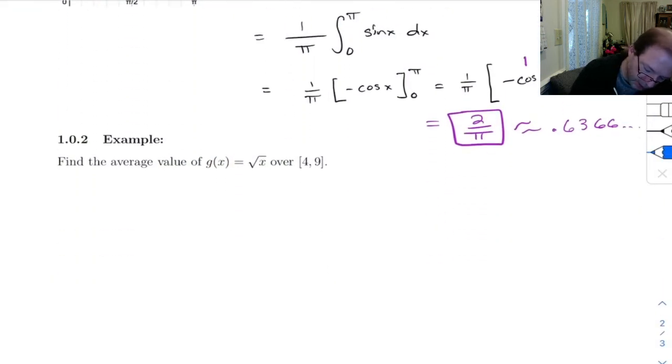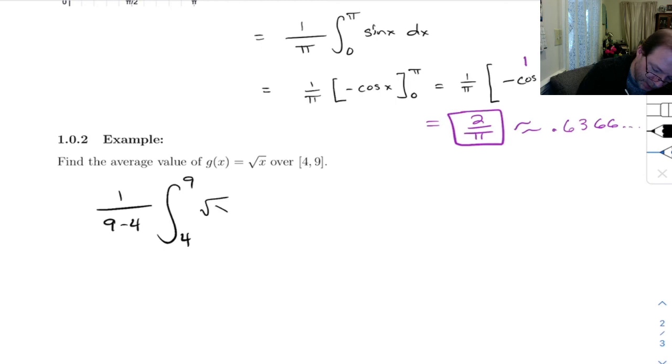All right, let's do one more. Find the average value of square root of x over the interval from 4 to 9. Well, this is going to be 1 over 9 minus 4 times the integral from 4 to 9 of square root of x dx. So 9 minus 4 is 5. This is x to the 1/2 dx, from 4 to 9.